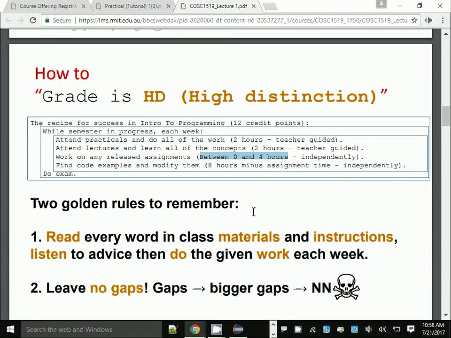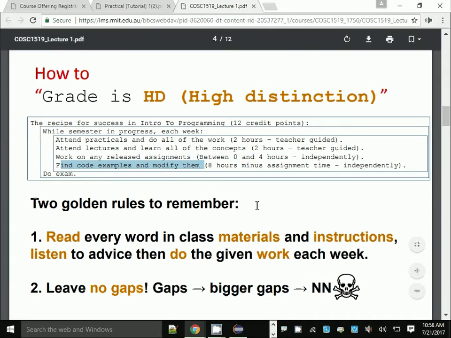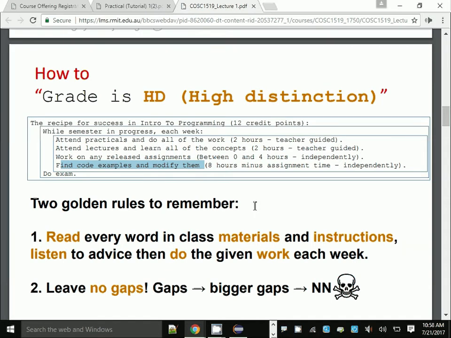And then it says a fourth one: find code examples and modify them. Not study, not independent study. It's very specific. Find code examples and modify them. Now, what was one of the last things we did in the practical this week?